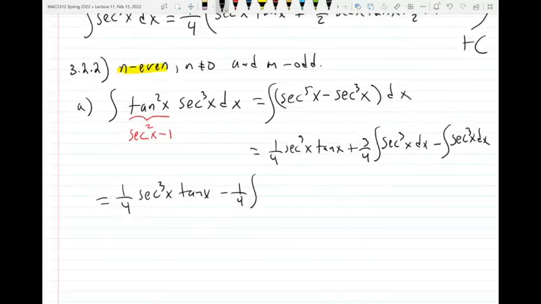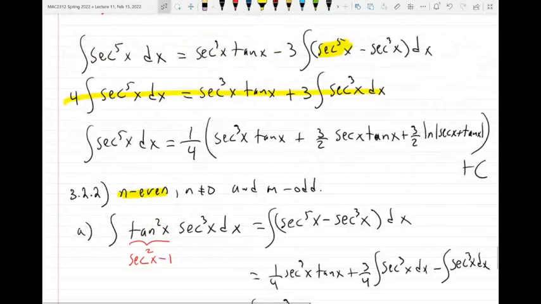Professor, why is it 3/4? Because earlier our answer for the previous secant to the fifth was 1/4 times the quantity with 3 halves. Look at the line that I highlighted, the previous one. This one. Okay. Yeah, the half comes from integrating the secant cubed. The half is part of the integral of secant cubed. Because I have not done the integral of secant cubed yet, we just have the 3.